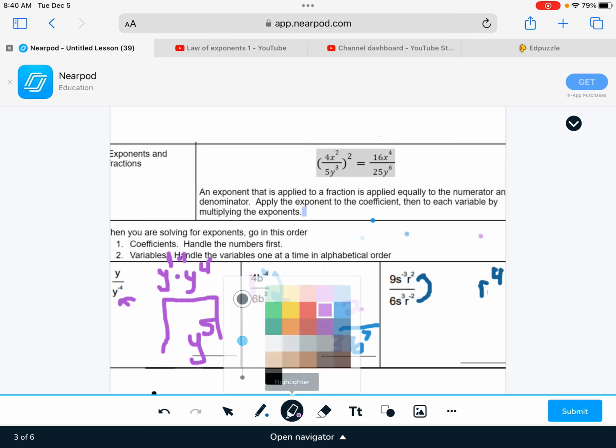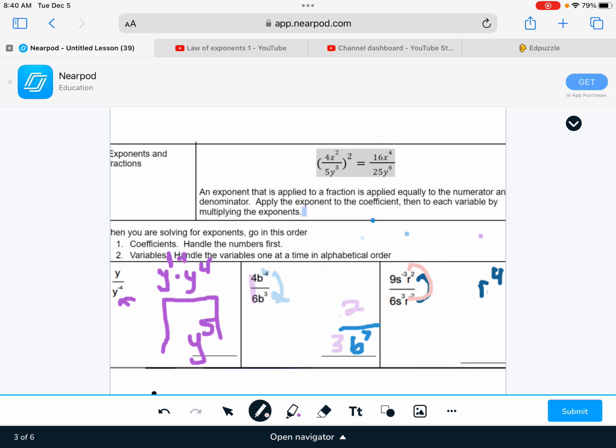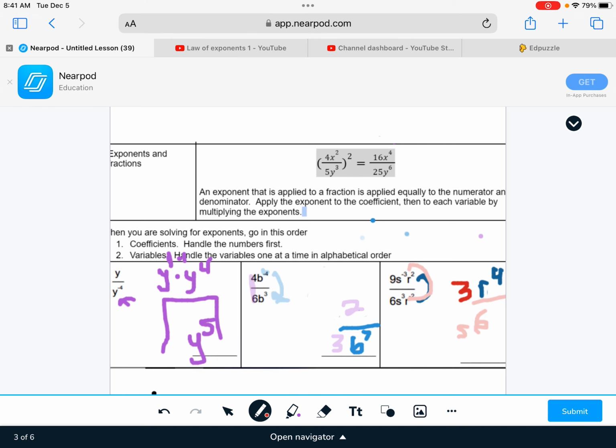I take that -3 and I swing it from top to bottom. I have 3 plus 3, which is 6, and that is going to be s to the 6 on the bottom. 9 over 6 reduces as well. That 9 over 6 is going to be 3 over 2. So my fraction here, 3r to the 4 over 2 s raised to the 6, would be the answer on this question. I've still got 3 more to do.